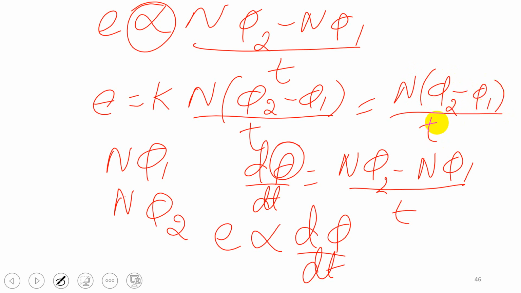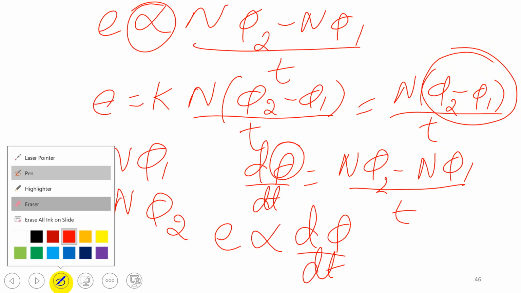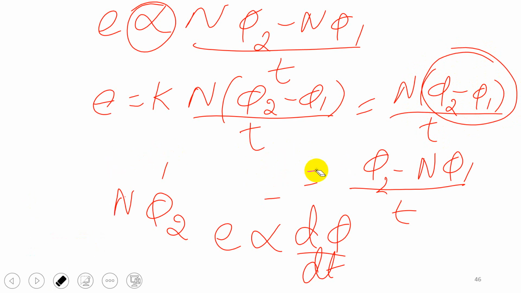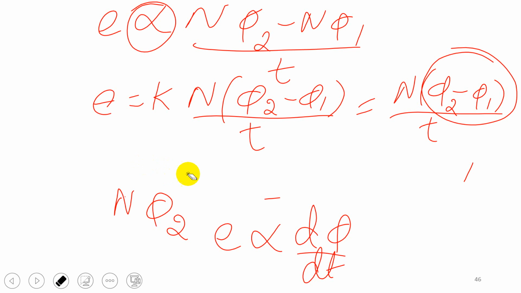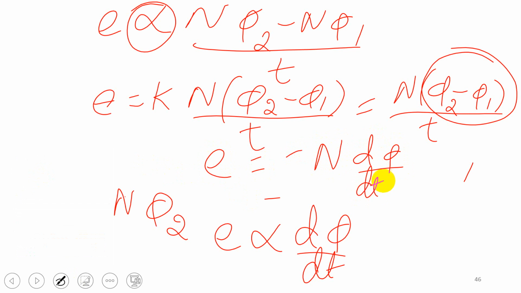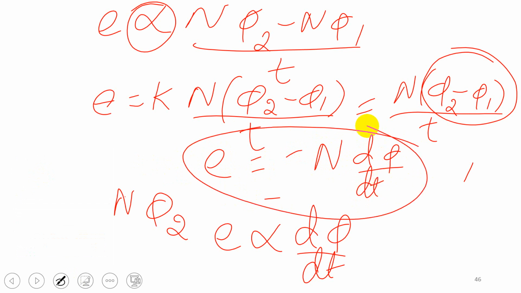So we can write the flux linkage phi 2 minus phi 1 as the differential in flux linkage. Therefore, E can be written as: E is equal to minus n, because of Lenz's law, as I said, it opposes the cause producing it, minus n into d phi by dt. This is how you get the equation for the EMF induced.